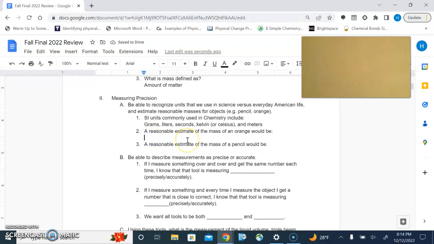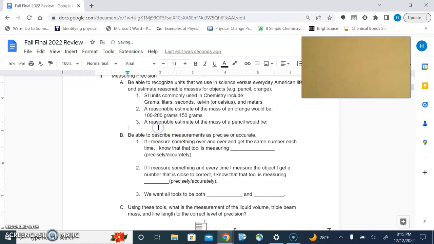If you think about the fact that a paperclip has a mass of 1 gram, the mass of an orange, well, it's probably going to be somewhere between 100 and 200 grams. Most likely, 150 grams is what I would estimate that at. A reasonable estimate of the mass of a pencil, well, again, we're talking about 5 grams, maybe 5 paperclips making up that total.